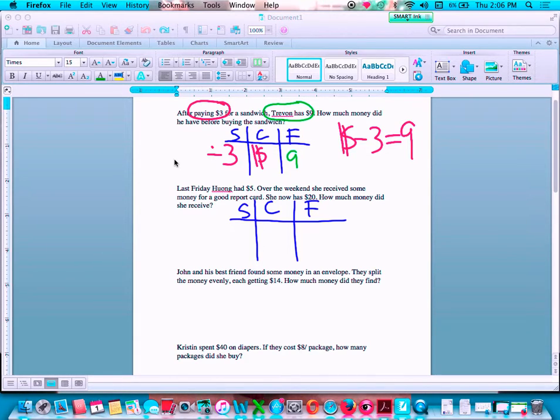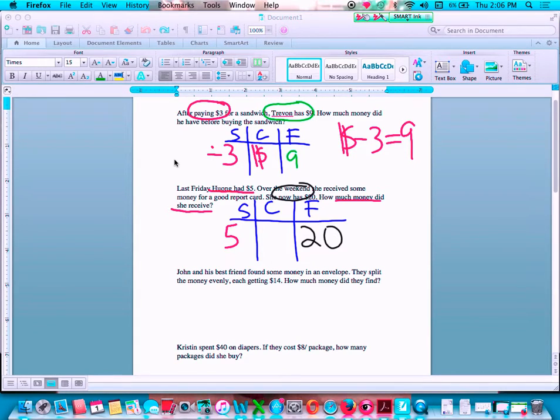The next one here says, last Friday, Hong had $5. Over the weekend, she received some money for a good report card. Now she has $20. How much money did she receive? Well, let's find out. How much did she end up with? Well, she ended up here with 20 bucks. Okay? So how much money did she start with, so we can put it in the start? Well, it says that she started here with $5. And we want to know how much money did she receive.